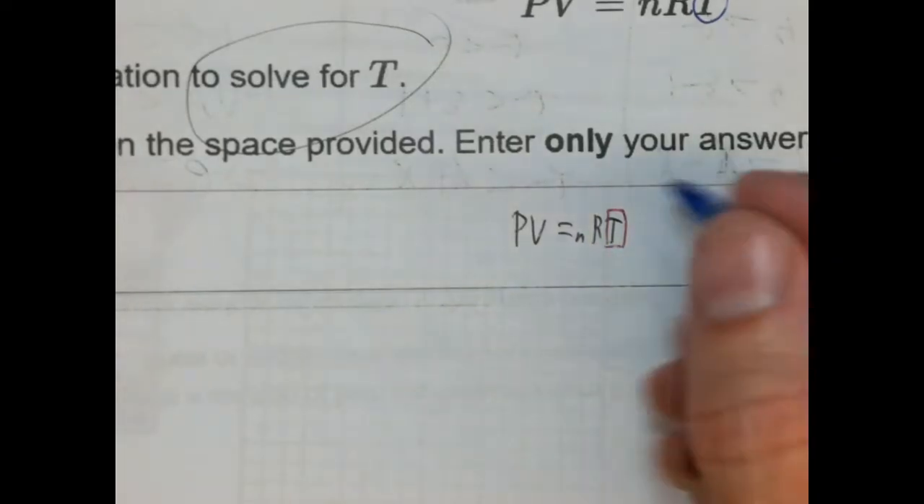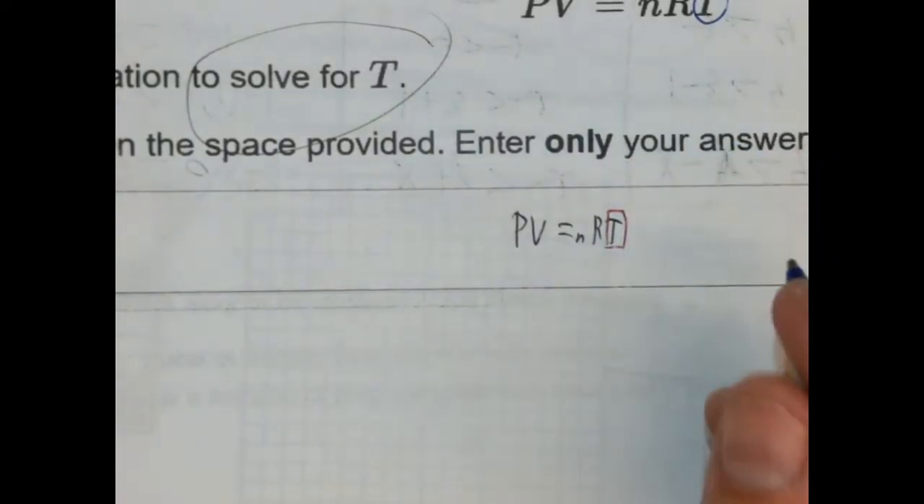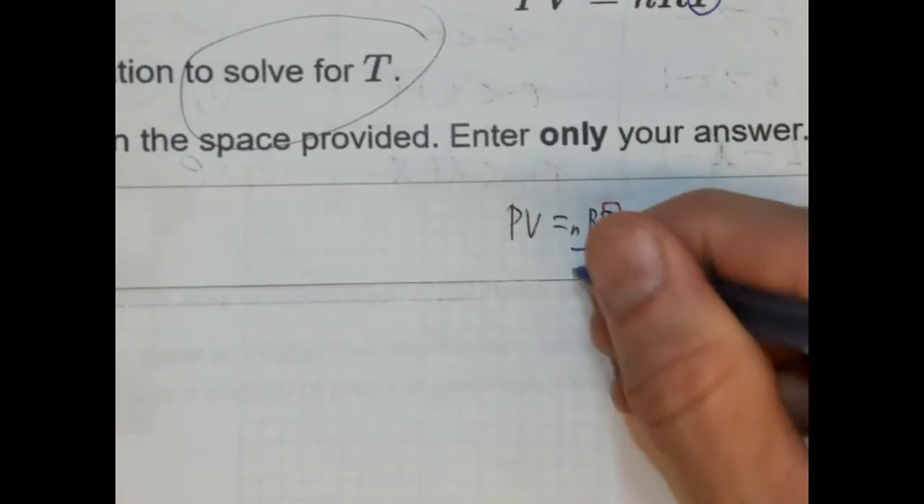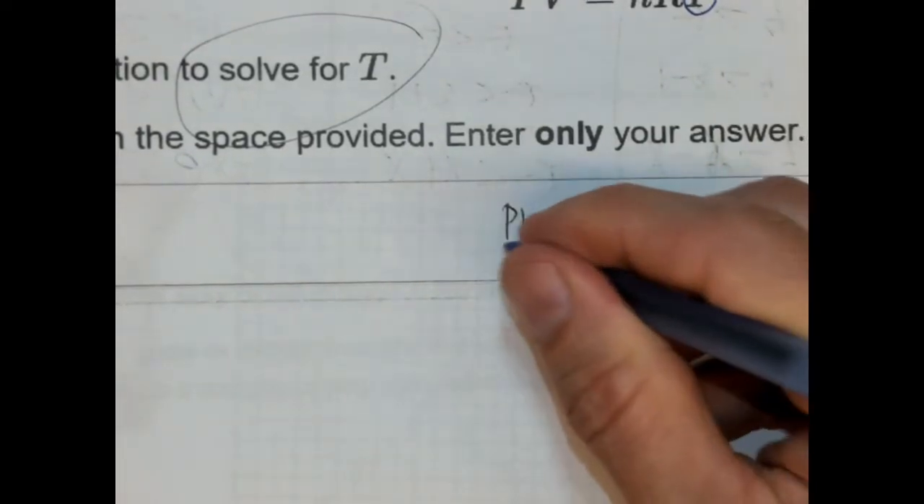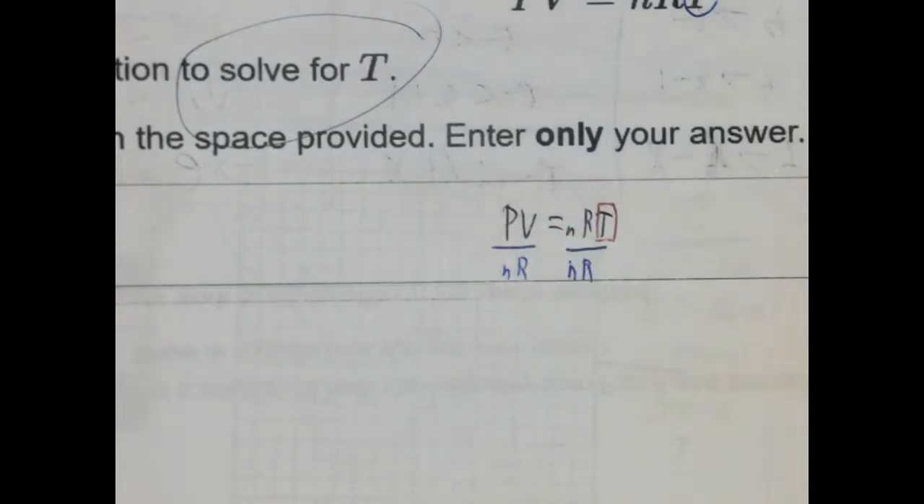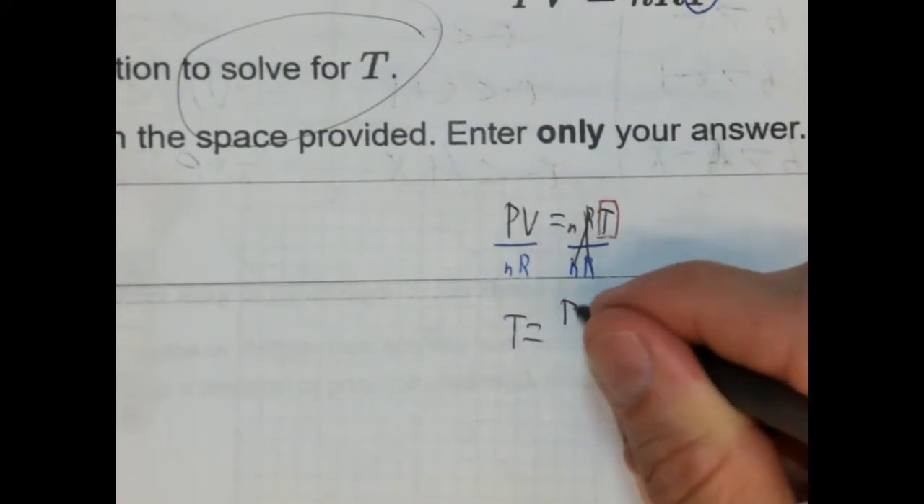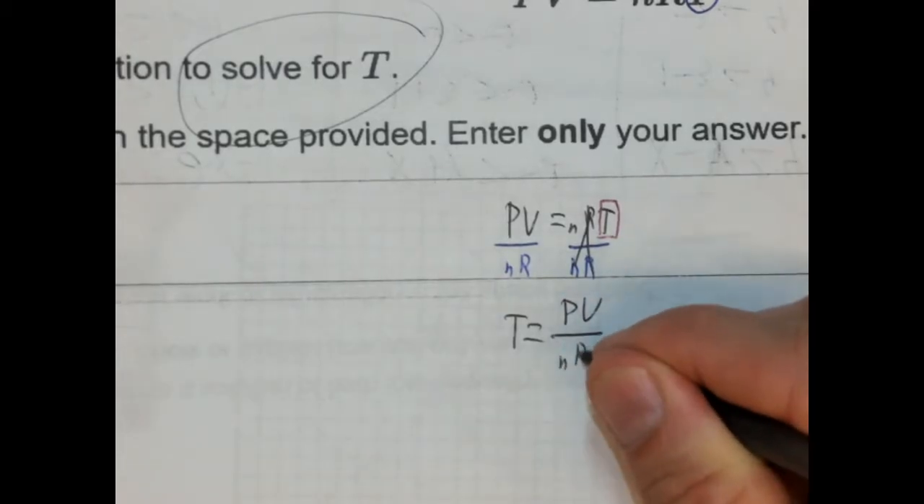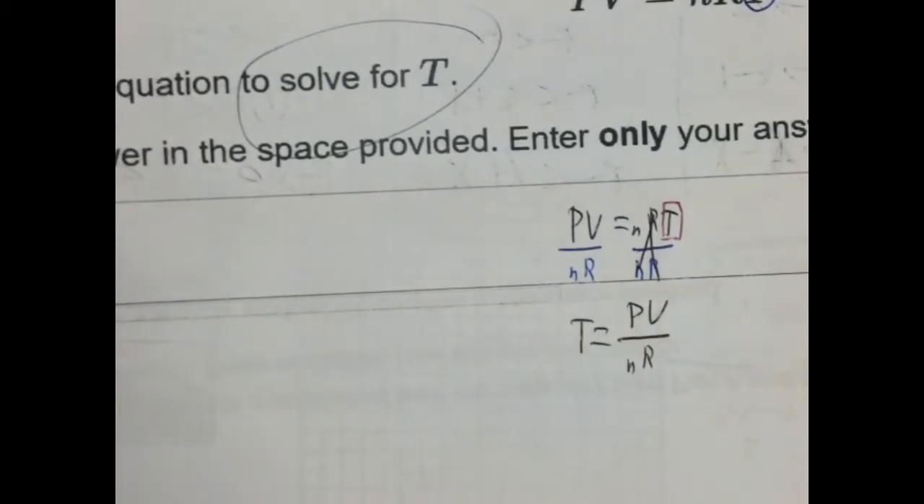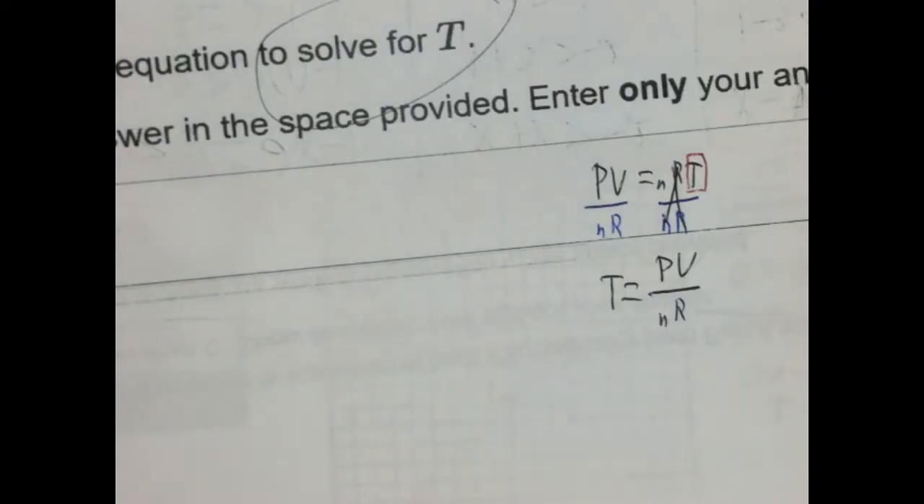So we're going to use what's called the inverse operation. And the inverse operation of multiplication is division. So we're going to divide both sides by N and R. Okay? So that'll cancel out. We're going to have T equals PV over NR. And that's it.